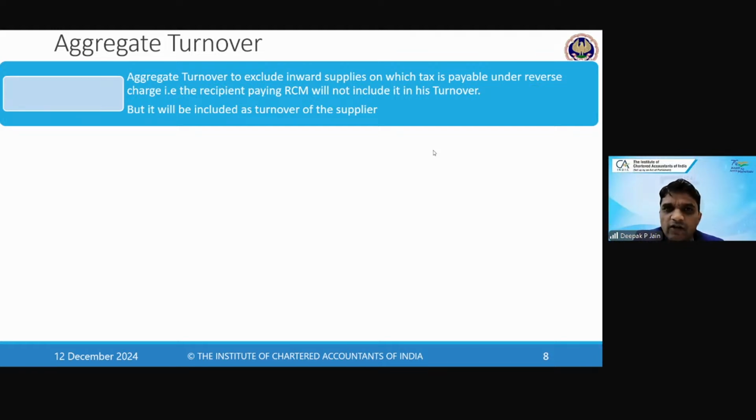Now, whether registration is needed or not is a secondary question. Firstly, the question is in whose books will this turnover be considered? Will it be considered in the books of the advocate to see the limit of the advocate, or to see the limit of me, who is the recipient, whether the company or the advocate.